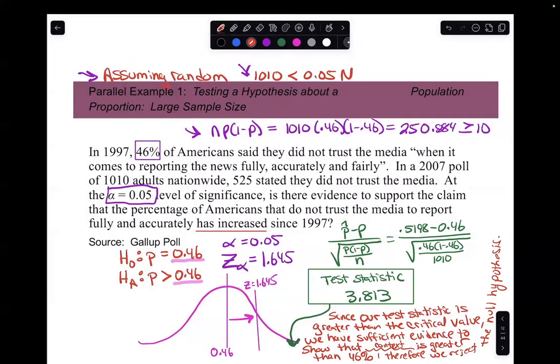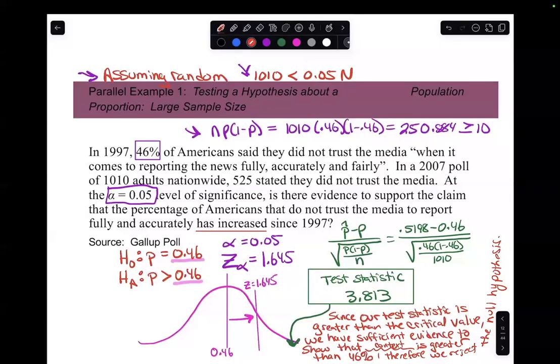Now, I don't even care if you're super detailed like this. Even if you just tell me our test statistic is greater than our critical value, therefore we reject the null hypothesis, I'm going to give it to you because I just really want to see that you have the process. I'm not looking for pretty words, but if you just tell me our test statistic's greater than the critical value, therefore we reject the null hypothesis, 100% I'm giving you the points.